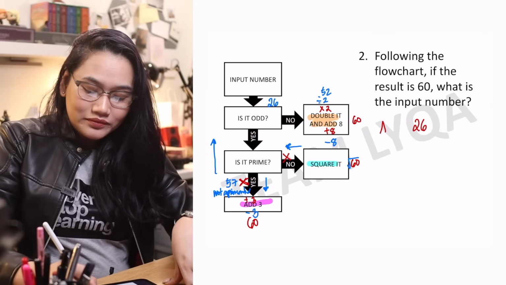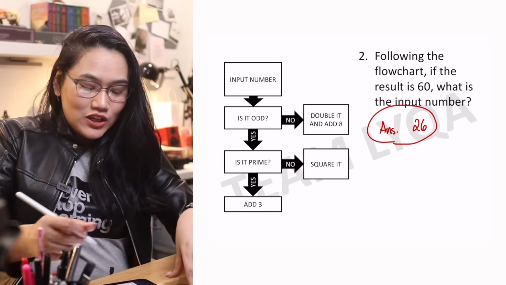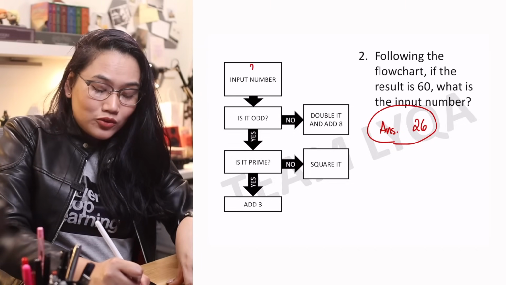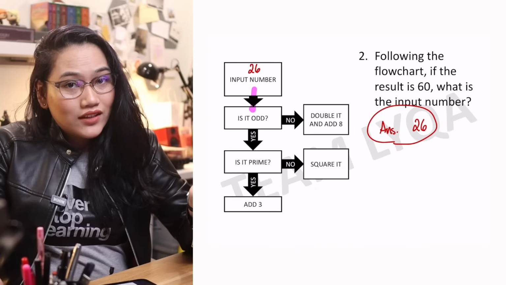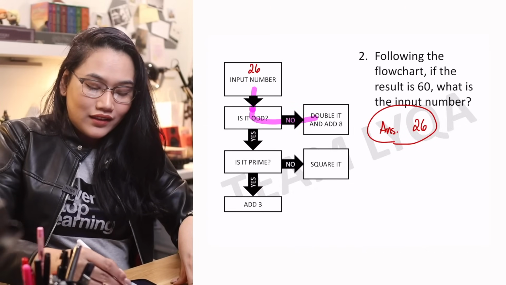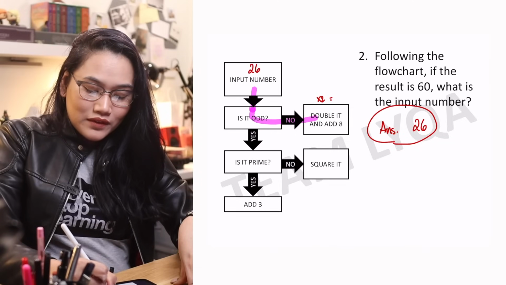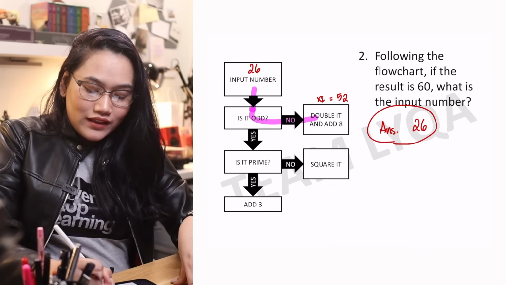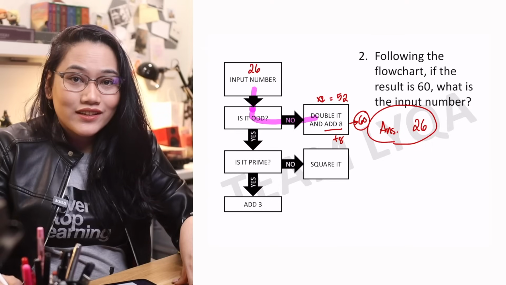The answer is 26. At kung gusto mo i-check, pwede natin gawin yung ginawa natin kanina. 26 as an input number. Bababa siya dito. Is it odd? No, kasi it's even. So, pupunta siya dito. And the next thing we're going to do is double it. Times 2 would be 52. And then, we're going to add 8, plus 8 would be 60. Tama na tayo. The answer is 26.